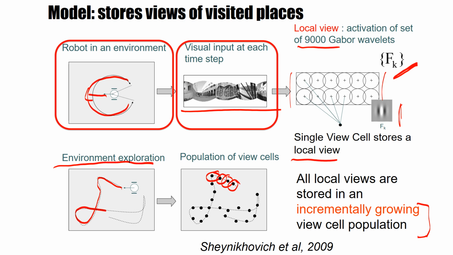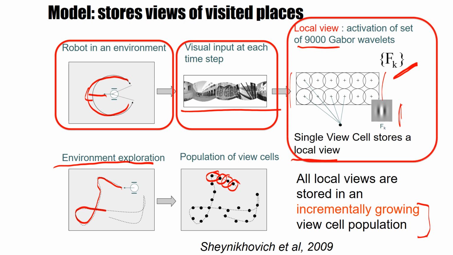This is the image you see. Then very schematically, you apply this bank of Gabor filters. This is one of the Gabor filters. This one has a certain spatial frequency and vertical orientation. We have different orientations, we have different spatial frequencies. In total we have 9,000 of these filters. The response of these 9,000 Gabor wavelets is recorded as the local view. And we call this a view cell. So this is stored by a single view cell.